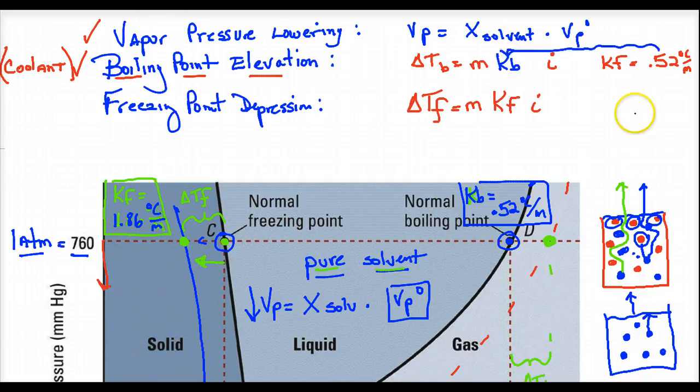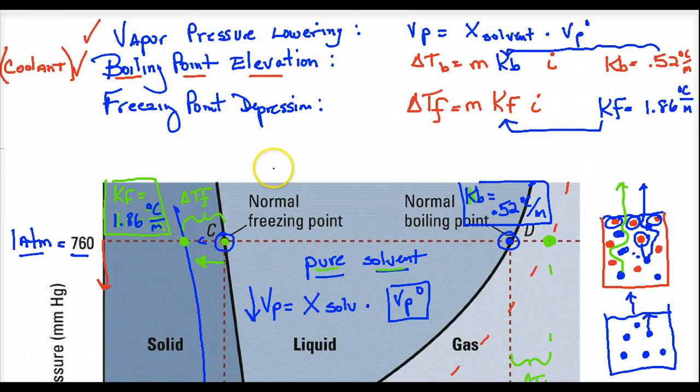And of course the K of F, or K of, I did it twice. This is the molal boiling point constant. I can do this. KB. K of F is equal to 1.86 degrees Celsius per molal. That's how much the freezing point goes down. And that's our colligative properties.